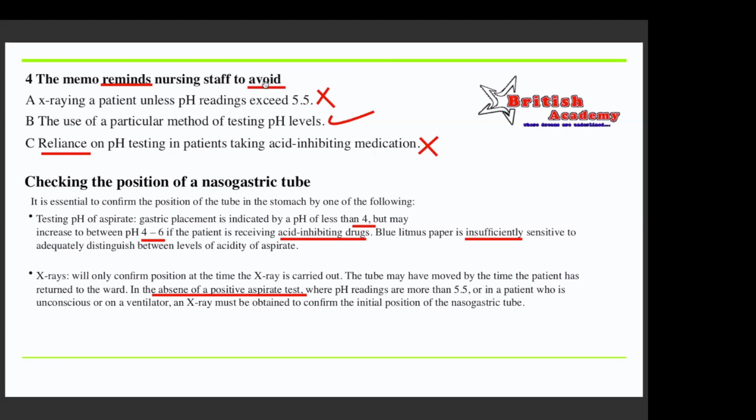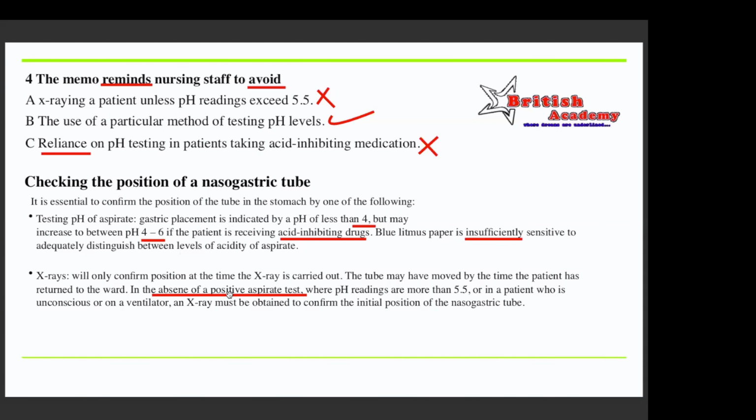Nursing staff to avoid the use of a particular method means one method. You should never use one method always when the patient is taking an acid inhibiting. That is not in the picture itself. If you want to confirm the acid aspirate, whether the aspirate you take is acidic or not, then you need to make sure you don't depend on one method. pH testing is one method. Second method is X-ray. We cannot depend on this alone because sometimes the litmus paper is insufficient. We cannot depend on this method because sometimes the position may have moved by the time the patient reaches your ward. That's the reason the right option is B.